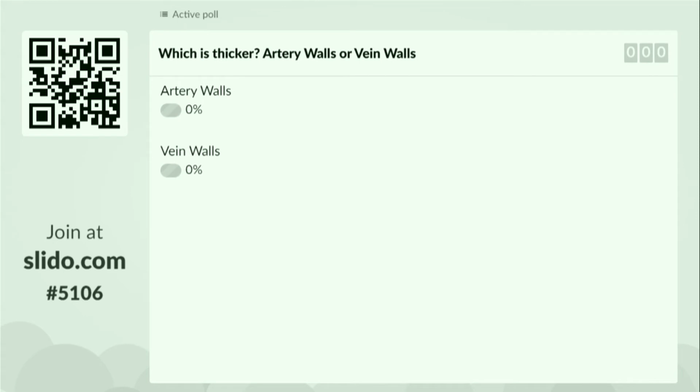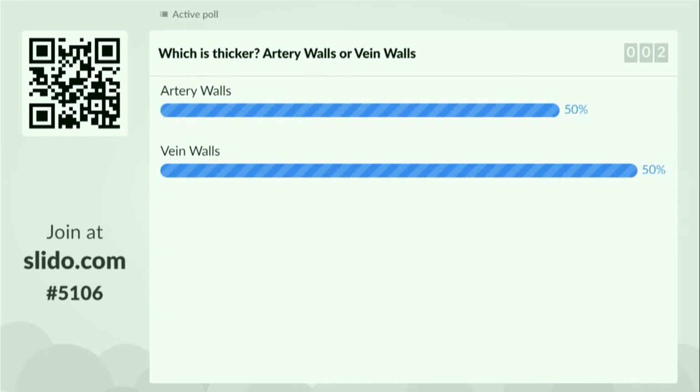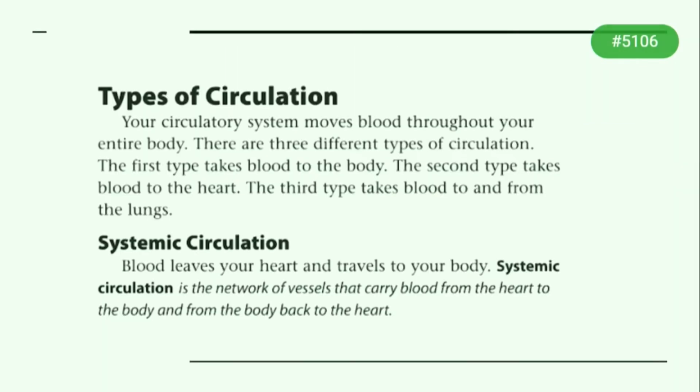All right, which is thicker, the artery walls or the vein walls? Think about which one is closer to the pump and action of the heart. Okay, so we're 50-50 right now. The correct answer is the artery walls. Remember, they have thick walls and high pressure of blood flowing because they are so close to the heart. And the veins are going to have a thinner wall because there isn't as much pressure of blood.